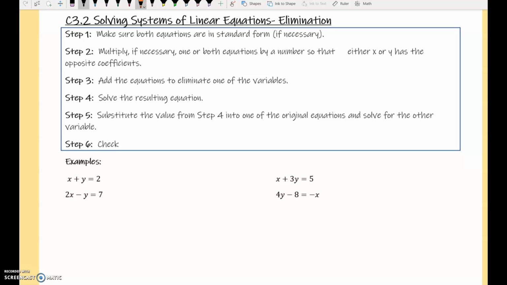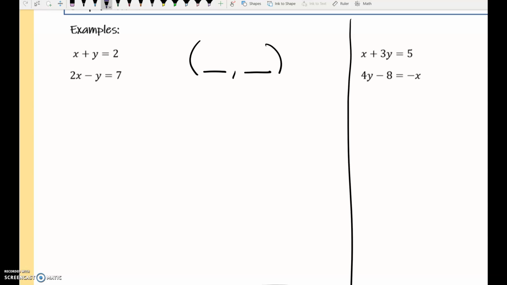Today we are again solving systems of equations. We are still going to look at what is the ordered pair where these two lines would meet, but this time we're going to use the elimination method. In the elimination method, we are going to add the two equations together, and in the process of adding them together, we want one of the variables to eliminate.